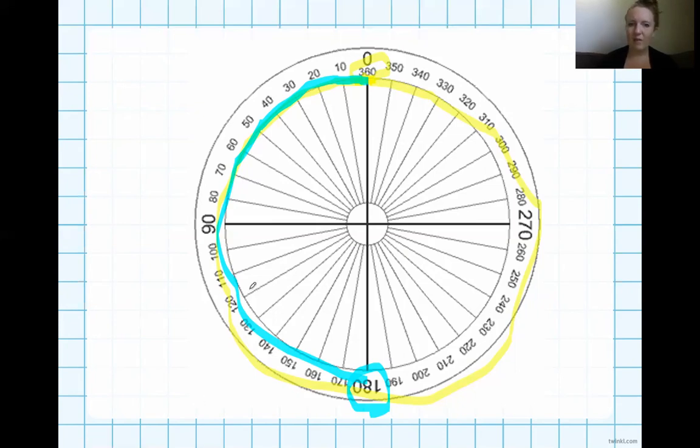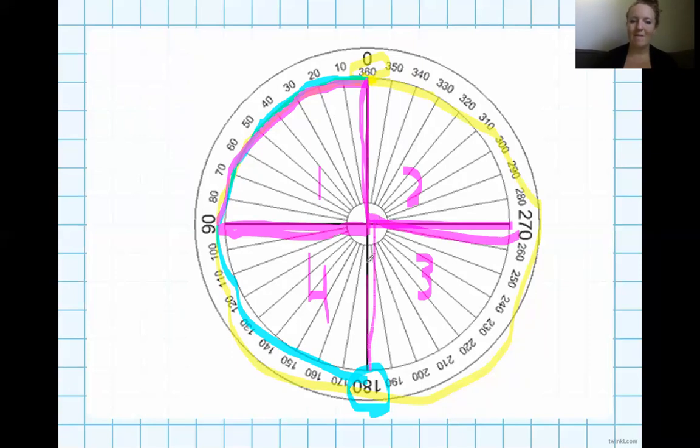Now, if we look at this again, we know that half of a half is a quarter. So a quarter turn, if I just went one of them, would be 90. So 90 degrees would be this way. And you can see that I have 4 quarters, 1, 2, 3, 4, and that would make my whole thing. So 4 times 90 is 360. So 4 right angles would make my full circle.